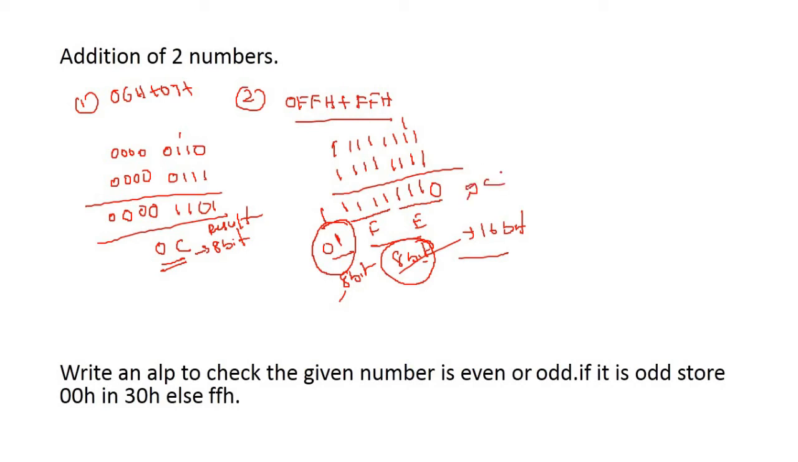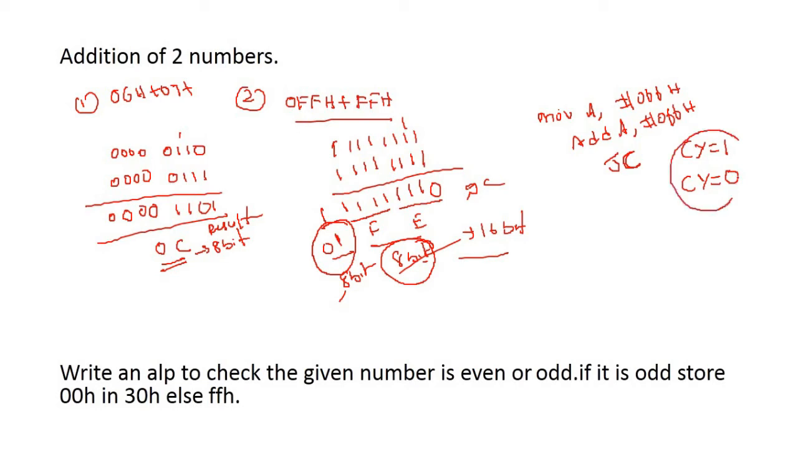For example, we will write the code: MOV A, #0FFH, then ADD A, #0FFH. Here you need to check whether the carry flag is set or not, to know whether the result is more than 8 bit or not. For that we can use the carry flag, that is, jump if carry. If the result is exceeding, the carry flag will be 1. If the result is 8 bit itself, then the carry flag will be 0. In this way we can keep track of the result of the 8 bit addition.